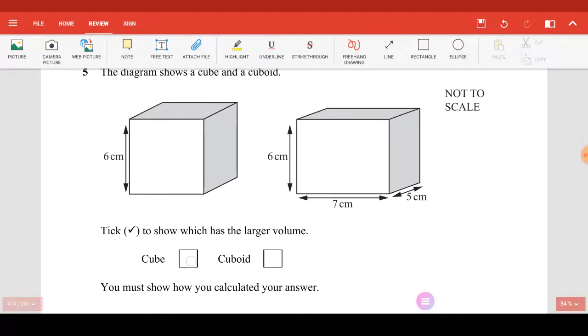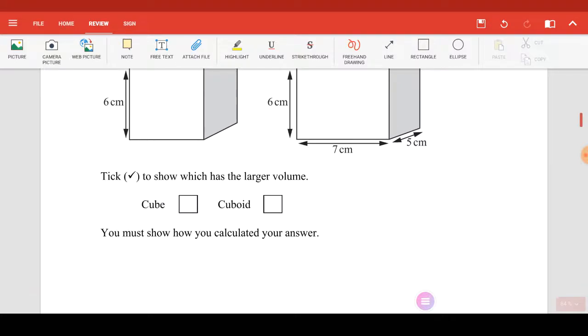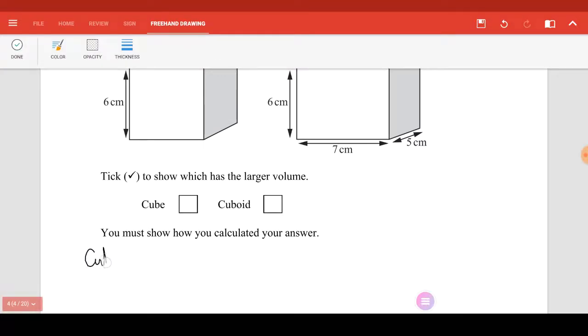Tick to show which has the larger volume, the cube or the cuboid. As you know, the volume of the cube is the side multiplied by itself 3 times, or side to the power 3. So it's 6 multiply 6 multiply 6. This is paper 2, so you can use your calculator.